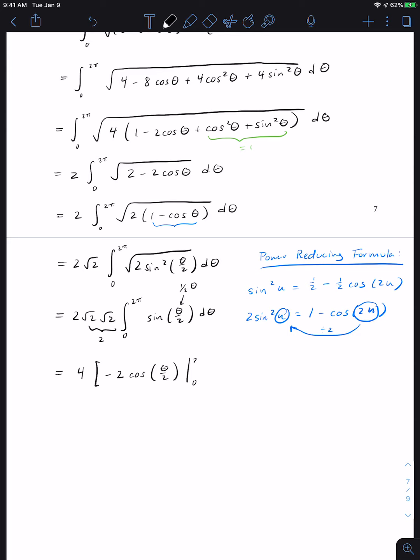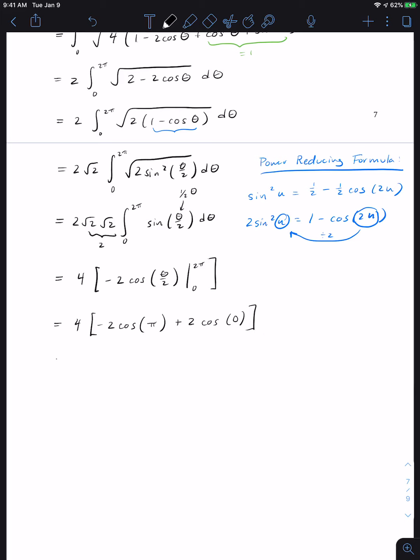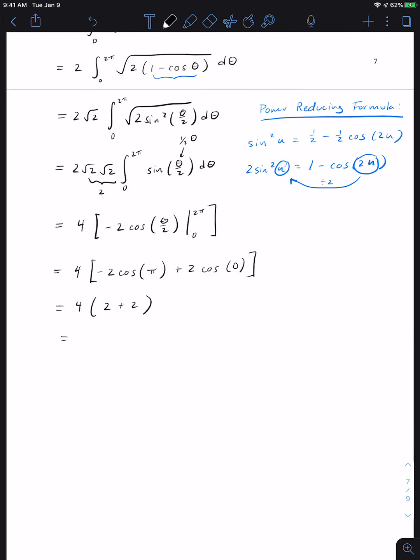So 0 to 2 pi, and now I just multiply this out. So 4 minus 2 cosine of, that's just going to be pi, and then plus, because minus minus, cosine of 0. Cosine at pi is -1, so -1 times -2 gives me +2. Cosine at 0 is 1, so that gives me +1 multiplied times 2. So this is 4 times 4, which is 16 as my final answer there.